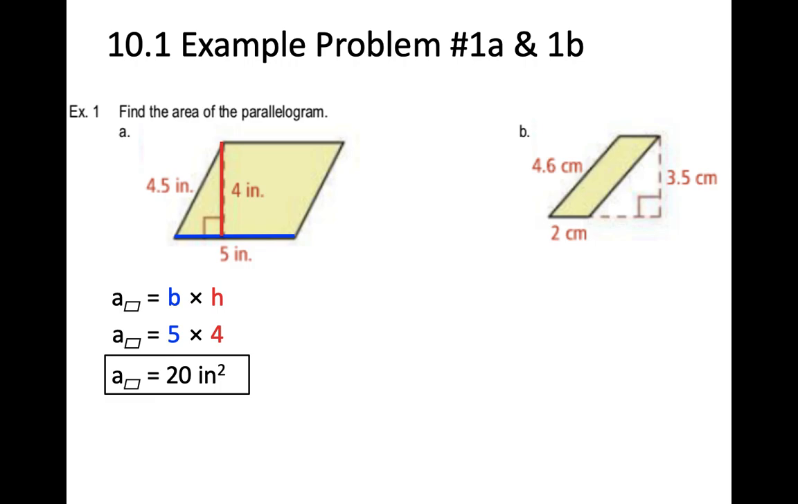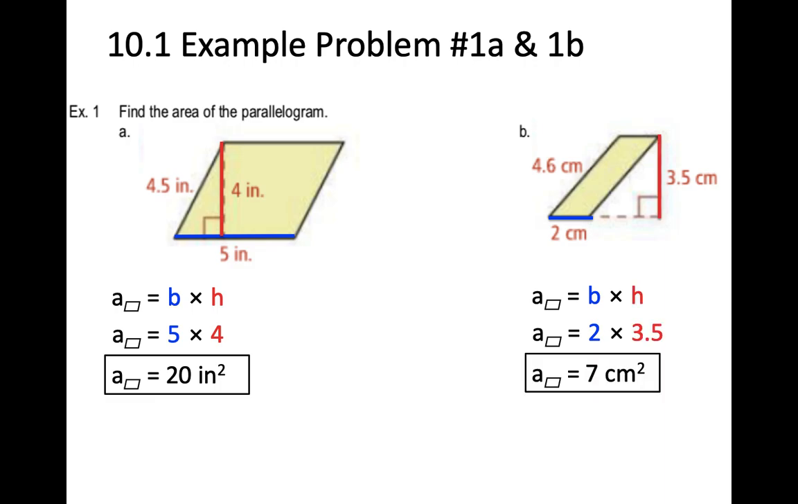For 1b, once again I have a base. In this case the base is 2, and the height is the line that is perpendicular to the line containing the base, and that would be in this case 3.5. Multiply those together and I get 7, and the units would be square centimeters.